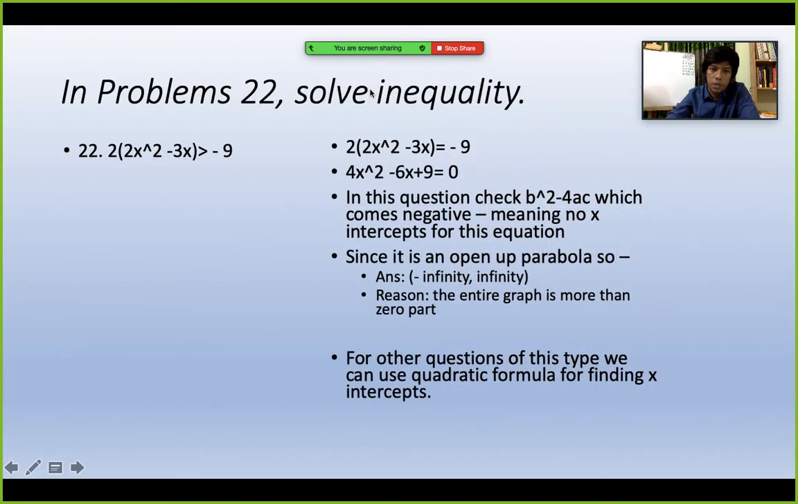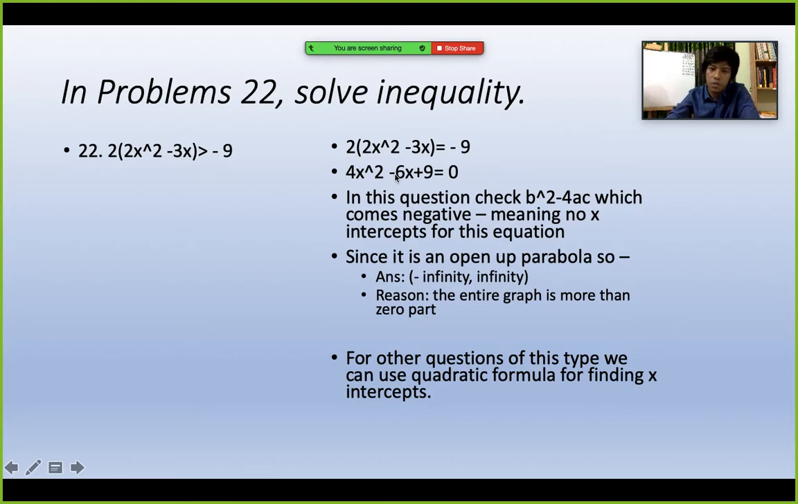So, this is another type of question, number 22 from our book, exercise 3.5. For this kind of question, you see, the question is 2 into 2x squared minus 3x is greater than minus 9. If we simplify it, we multiply the 2 outside the bracket with the terms inside, and we get this. Minus 9 comes to this side and becomes plus 9, equal to 0.